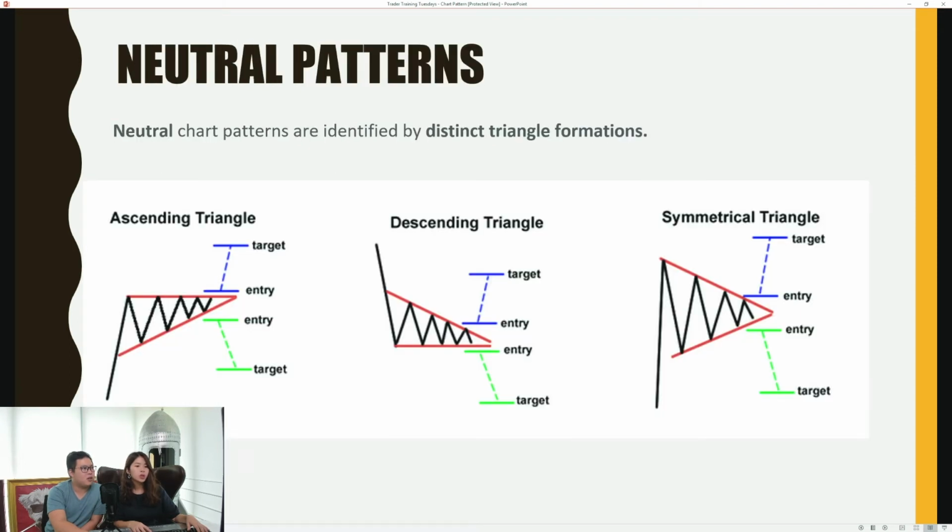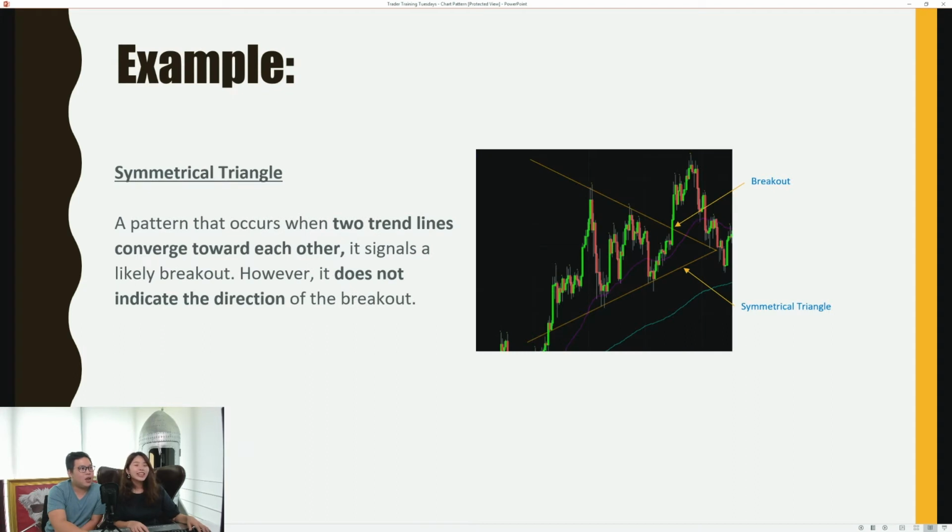So neutral patterns mean that two lines... Sorry, next slide, please. Okay, it occurs when two trend lines converge towards each other and signals a likely breakout. It does not indicate the direction of the breakout, so it's essentially pretty useless.